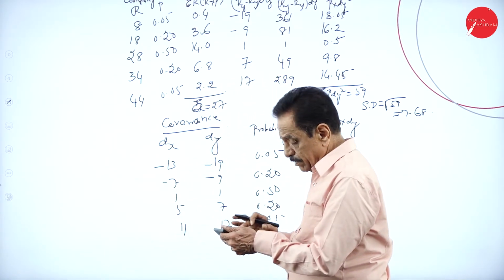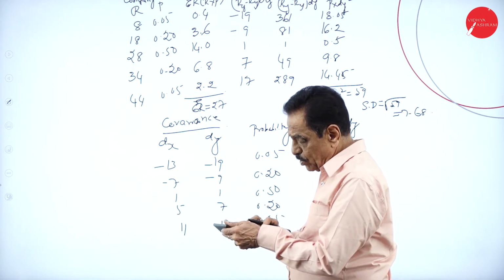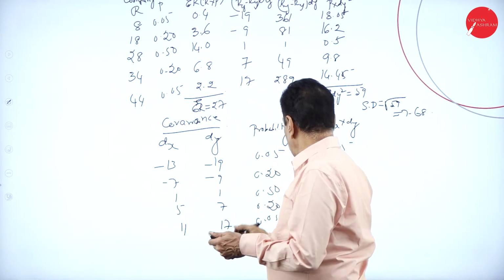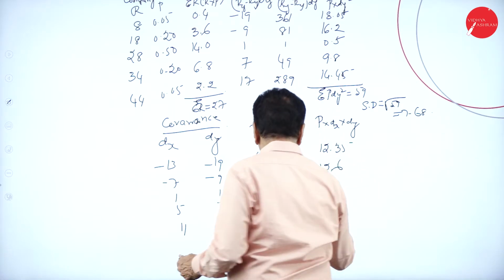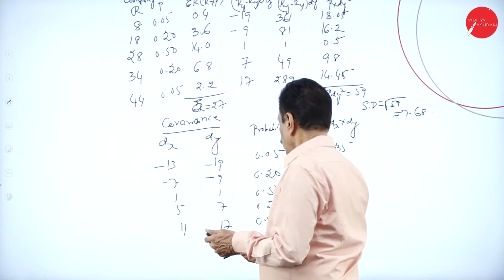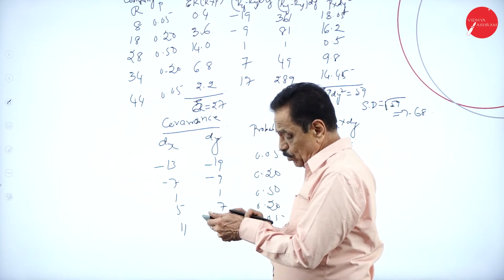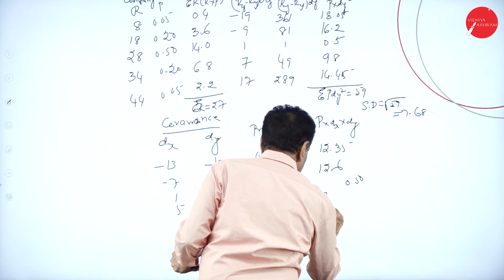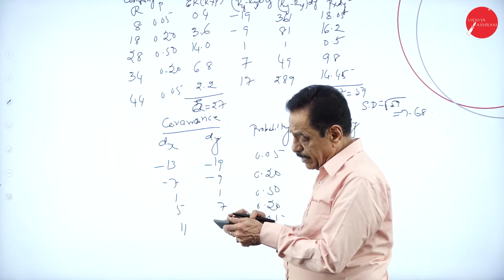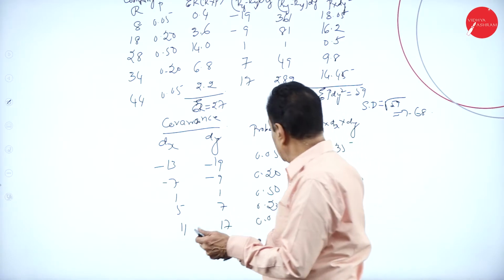Then 7 into 9 into 0.20, 12.6. So 1 into 1 is 1, 1 into 0.50, 0.50. So 5 into 7 into 0.20, 7. This is 11 into 17 into 0.05, 9.35.